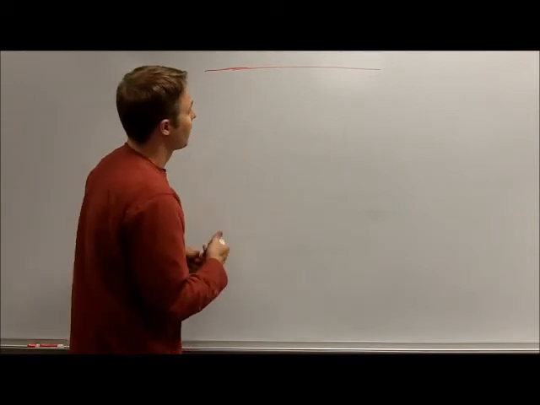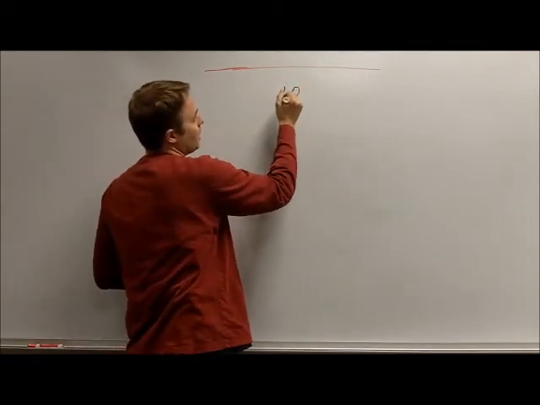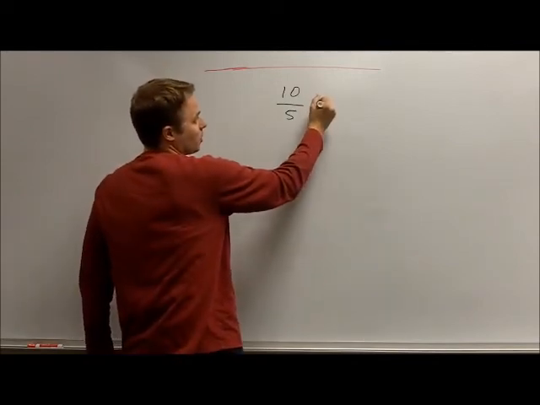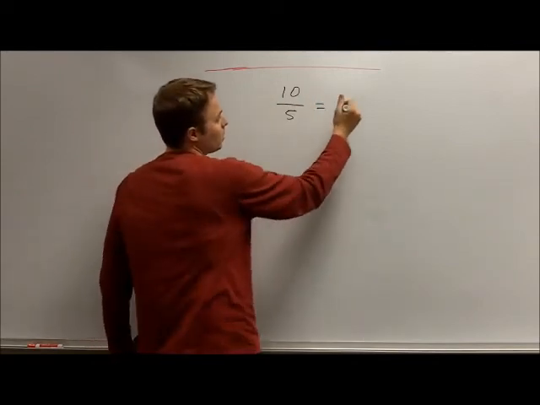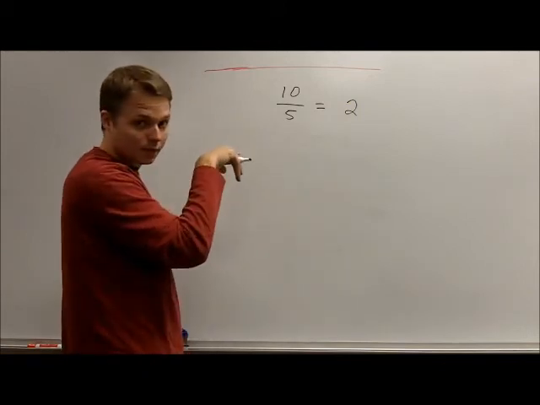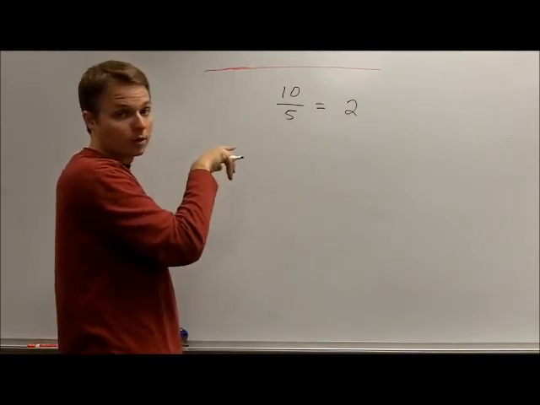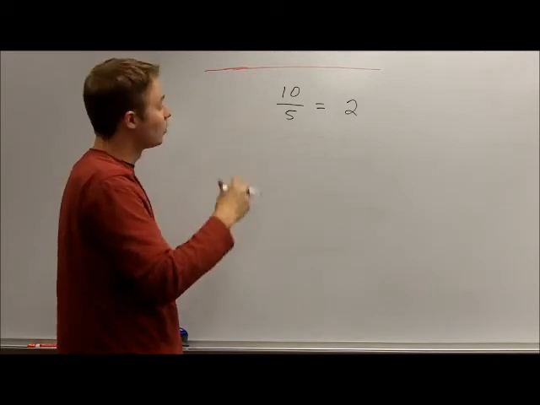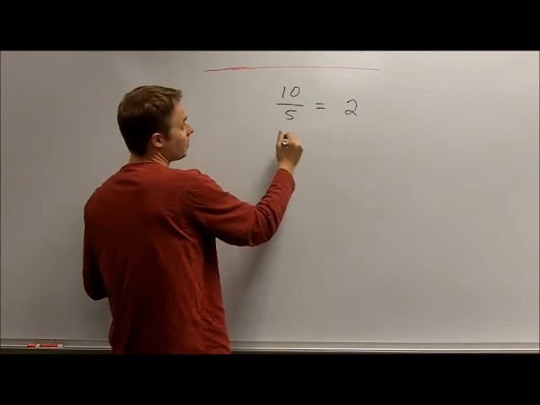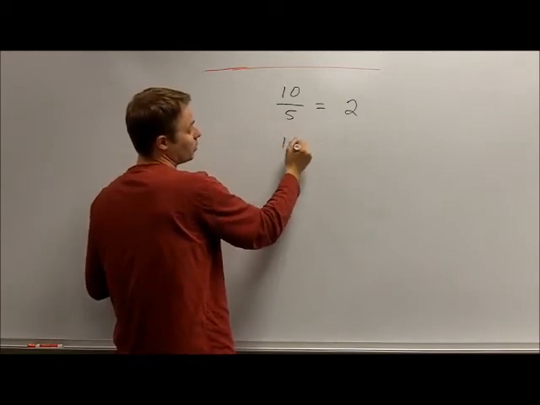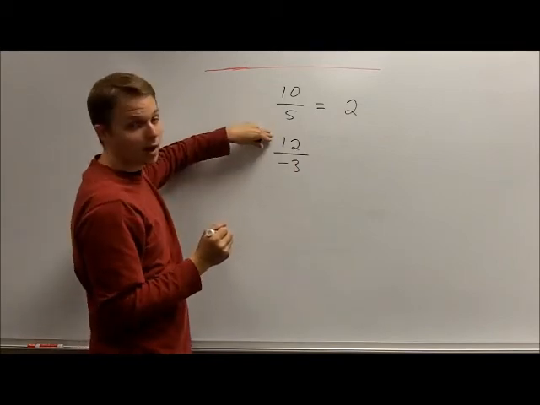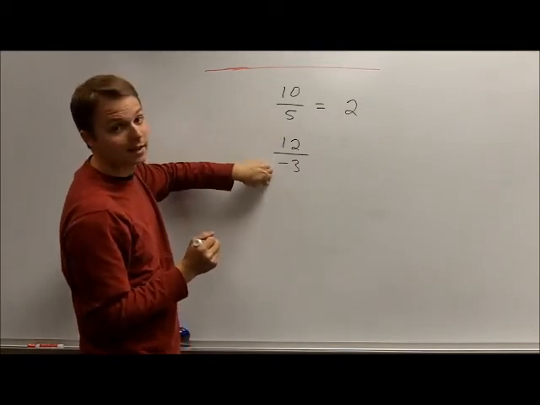So for example, if I have a positive number, like a positive 10, divided by a positive 5, then this of course is just what we think of as regular division. This is just a positive 2. However, if I make one of these numbers, either in the numerator or the denominator, negative and leave the other one positive, then I'll end up with a negative answer. So for example, something like 12 divided by a negative 3. In this case, I'm dealing with a positive divided by a negative number.